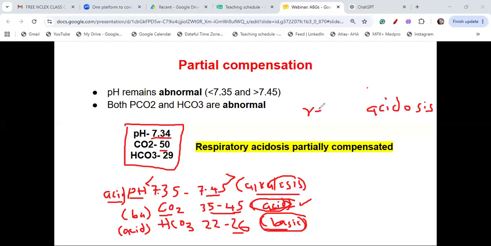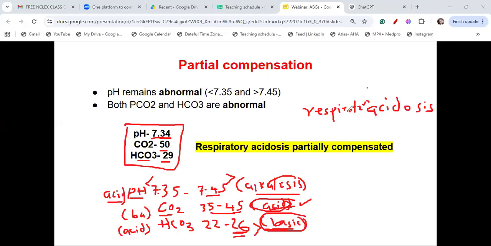So we have respiratory acidosis. But you want to introduce the aspect of compensation. Why are we not taking on the bicarbonates? Bicarbonates of 29. 29 is more than 26, and when it's more than 26, it becomes more basic. Yet our pH is acidic, so they are not matching.